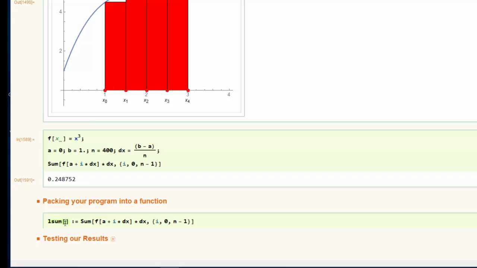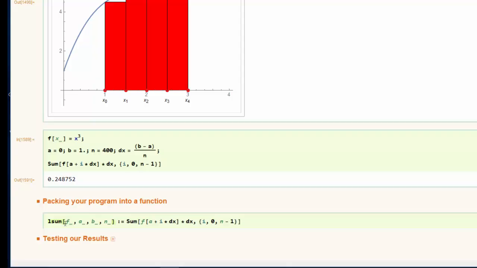I want to plug in what the function is, the function name that I want to integrate. I'm also going to have to tell it over what interval I'm integrating it. And lastly, I want to tell it how many steps I'm going to use to generate my approximate value. So in this way, if I define my function, I can then just call left sum and put in my input values, and it will generate the left sum approximation.